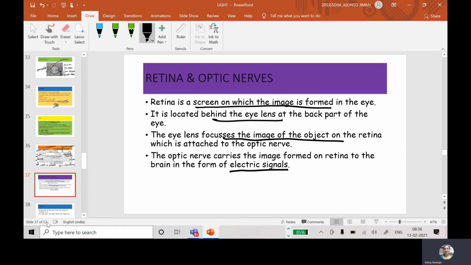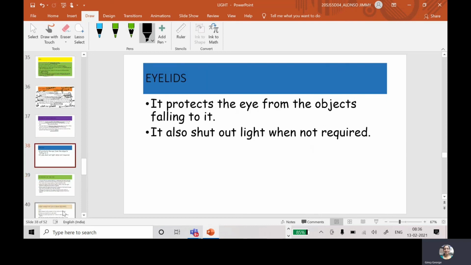Okay, and what are the functions of eyelids? So you have the eyelid, that is a protection part of your eye, and it is controlling the entry of light. So if you want to shut out any light, you can do so with the help of these eyelids. The next is the working of the eye.